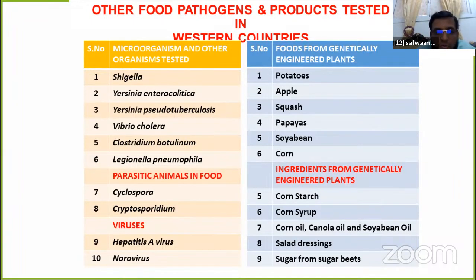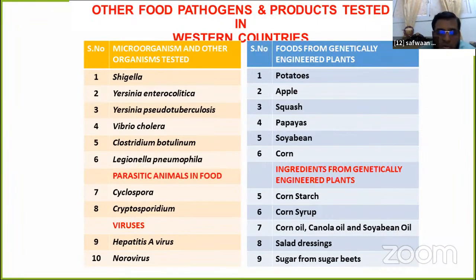Shigella, Yersinia enterocolitica, another species Yersinia pseudotuberculosis, Vibrio cholera, Clostridium botulinum, Legionella pneumophila. Parasites like Cyclospora, Cryptosporidium, and viruses like hepatitis A and norovirus are commonly tested in water samples. Foods from genetically engineered plants like potatoes, apples, squash, papaya, soya bean, corn.